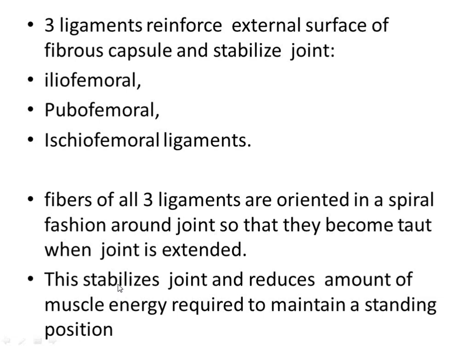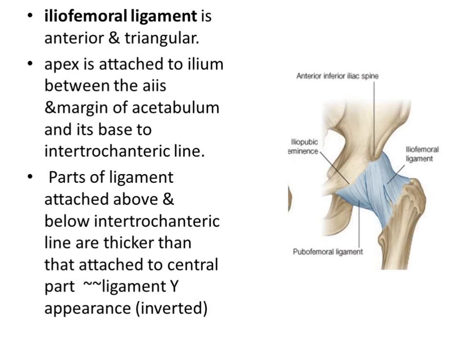The fibers get wound up when the joint is extended. This stabilizes the joint, thereby helping in reducing the amount of muscle energy required to maintain the standing or erect posture. The iliofemoral ligament is one of the strongest ligaments in the body. It is also called the ligament of Bigelow. It supports the hip joint from the anterior aspect.